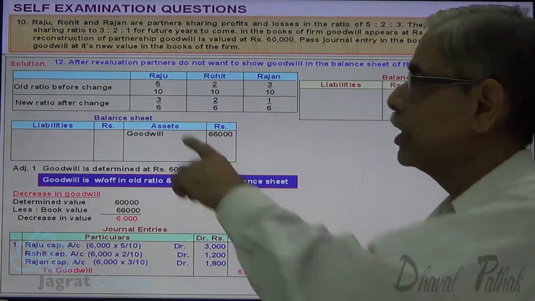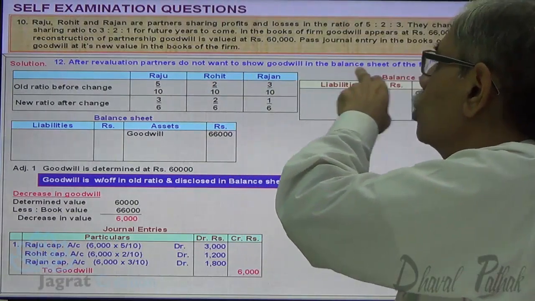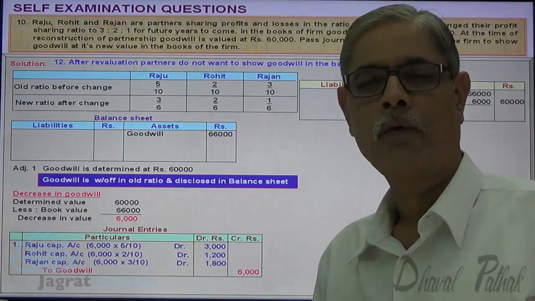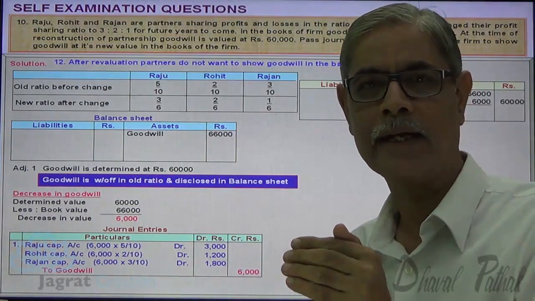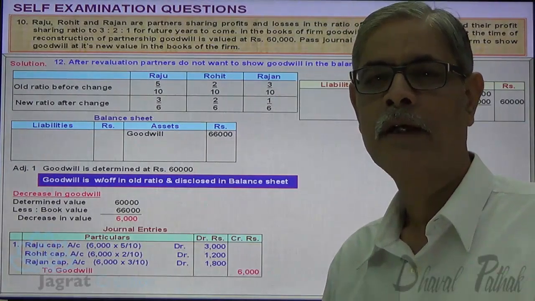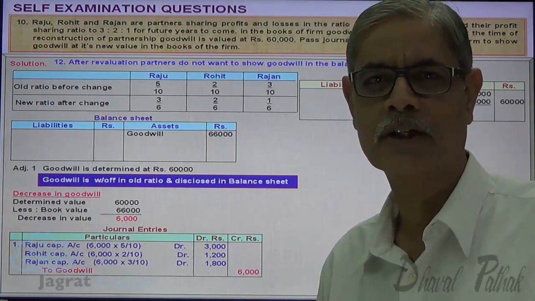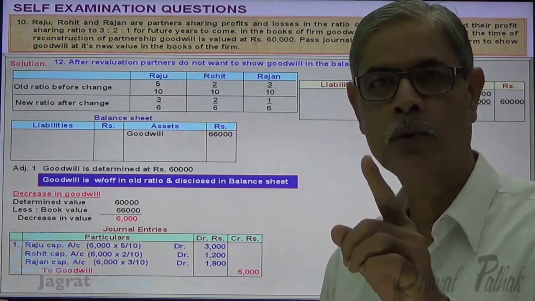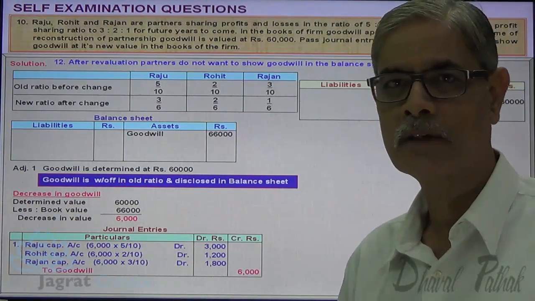Now the next question, 12th question. After revaluation, partners do not want to show goodwill in the balance sheet of the firm. So revaluation is made. What is the revaluation? From 66,000, it has been declined to 60,000. Now they don't want to show this 60,000 even in the balance sheet after reconstruction. So that has to be once again written off, and now it has to be written off in the new profit sharing ratio. Observe it.